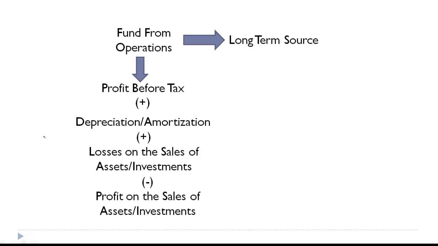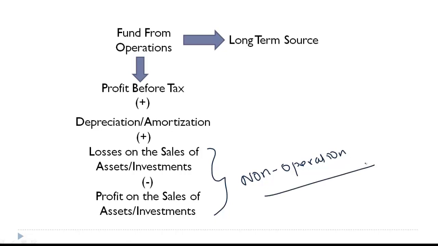Similarly, profit on sale of asset is also removed because that is associated with assets. Here we are talking about profits from operation. Profit on sale of asset and loss on sale of asset are not out of operating activities, they are non-operating items. We are talking about funds from operation, so we are removing them. So this is what funds from operation is all about. Now to understand what this fund flow analysis is all about, we'll take a real example in the next session.